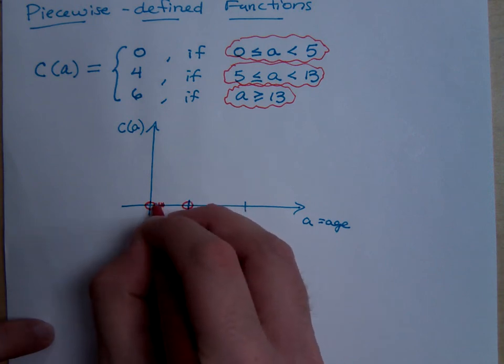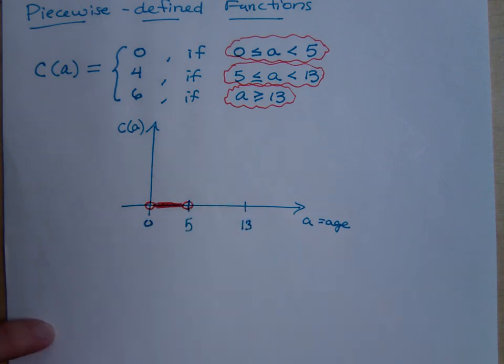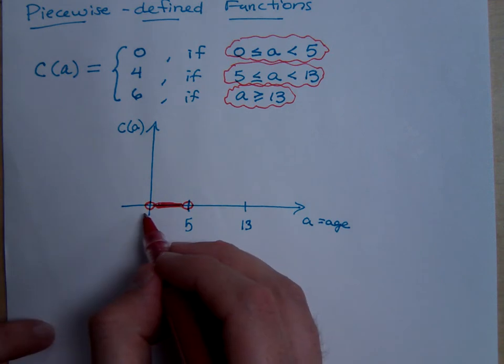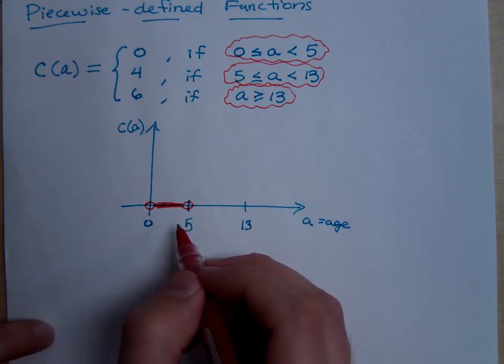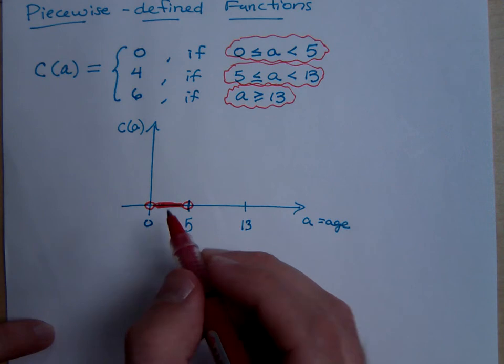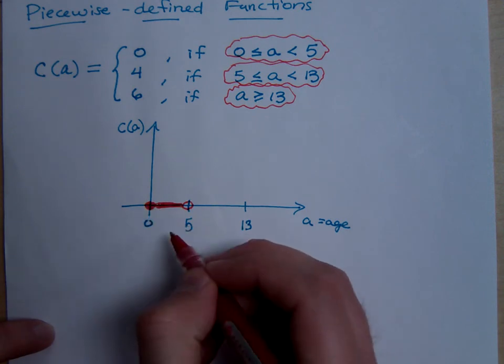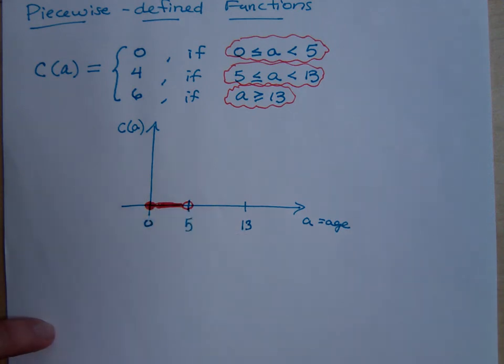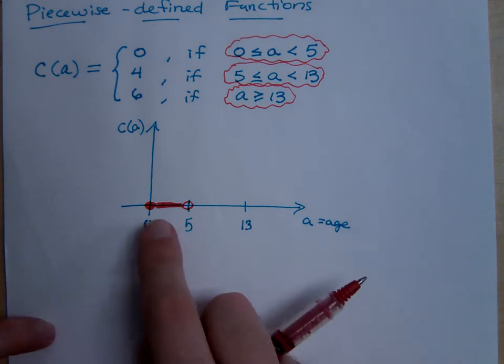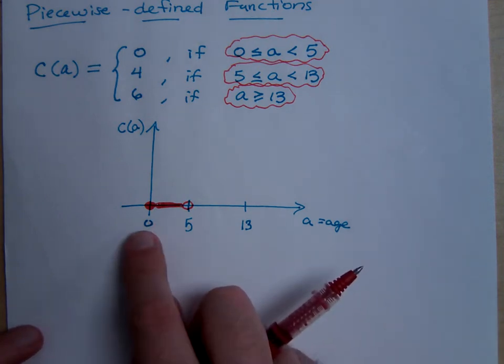Your cost is nothing. It's this right here, right? Now, am I including 0? Am I including 5? I'm including 0, but am I including 5? So it's going to remain open, because if we're following along here, the domain for this first segment is from 0 to 5, including 0 but not 5.